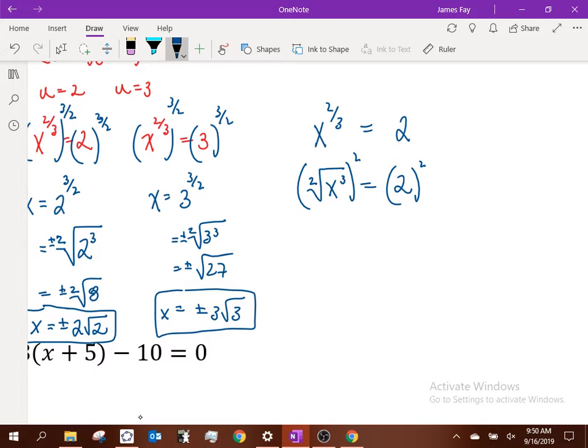And when we do that, we get x cubed is equal to 4, right? What happened here? What did I do here? Oh, I messed up. This is a 3 and that's a 2. Let me erase this. My apologies.